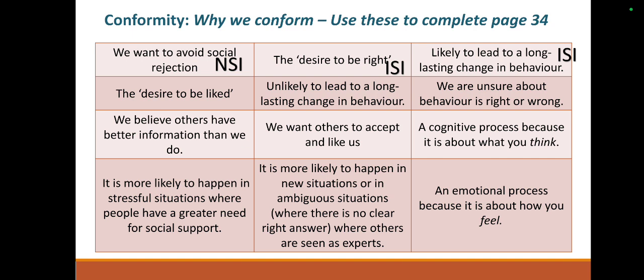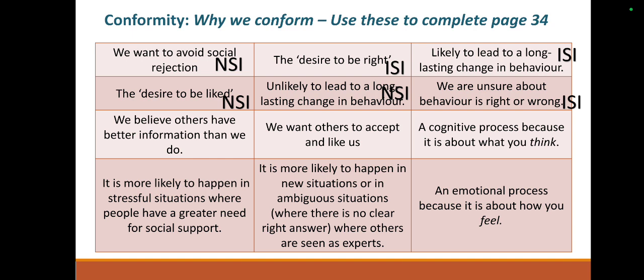Next one down, the desire to be liked. Again, normative social influence. And you can probably see the theme here. If the next one along is unlikely to lead to long-lasting change in behaviour, then that now should be obvious that that's NSI. Next one, we are unsure about behaviour and if it's right or wrong. That again, because it's making reference to not knowing whether or not you are right or wrong, is informational social influence. If you don't know the correct way to respond, then you're more likely to go along with other people.